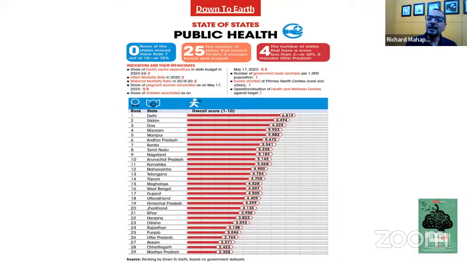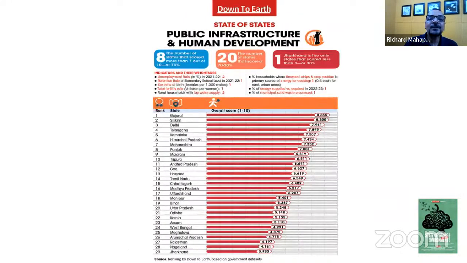Again, unlike the last two rankings, here none of the states actually scored 70%. And 25 states performed in the range of 30 to 70%. And 4 states actually have scored less than 30. So on public health, overall performance is not that exciting, not what it should be. Next in the ranking is public infrastructure and human development.